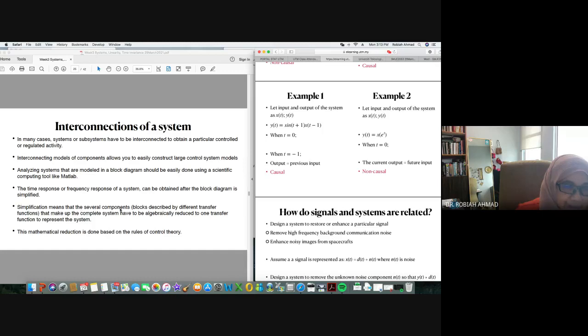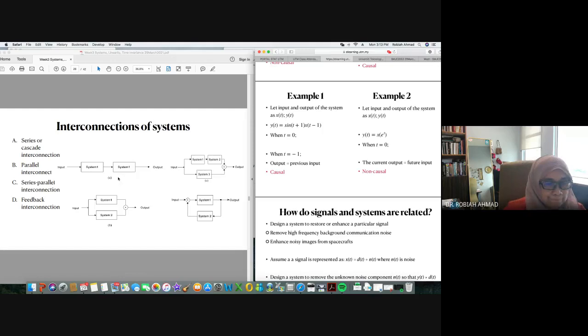Simplification means that the several components or blocks described by different transfer functions that make up the complete system have to be algebraically reduced to one transfer function to represent the system. Okay, the mathematical reduction is done based on the rules of control theory. For example, macam tadi, once we convert that system, then we amplify. Katakan system 1 adalah conversion from physical system from mechanical into electrical, for example, and then we amplify. Okay, so this connection is called series or cascade interconnection.